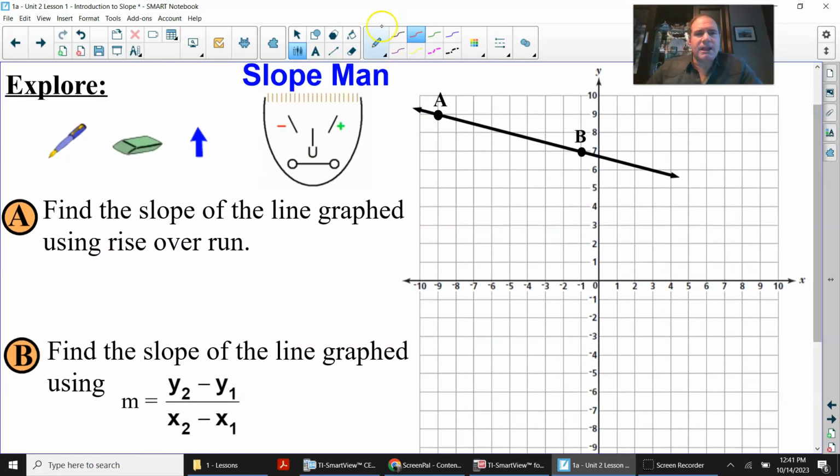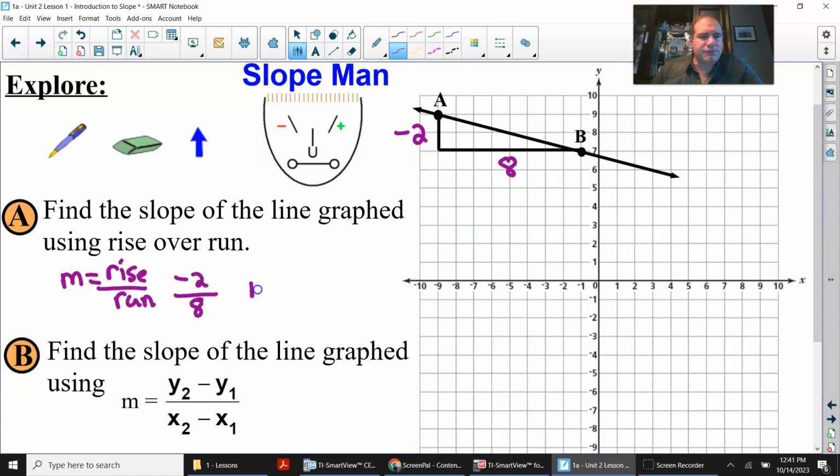We're going to just go ahead and do rise over run. I know that looking at this, or you should know, that this line goes down from left to right, and this is a negative slope just because of that. So we're going to go down 2. That is a negative 2. And we're going to go 1, 2, 3, 4, 5, 6, 7, 8. That's a positive 8. So the rise over run is negative 2 over 8. And you reduce that to negative 1 over 4.